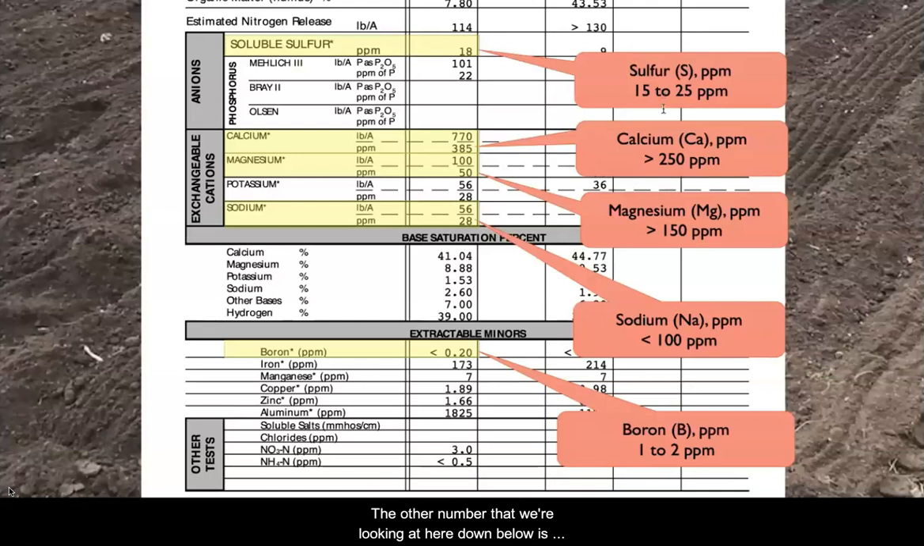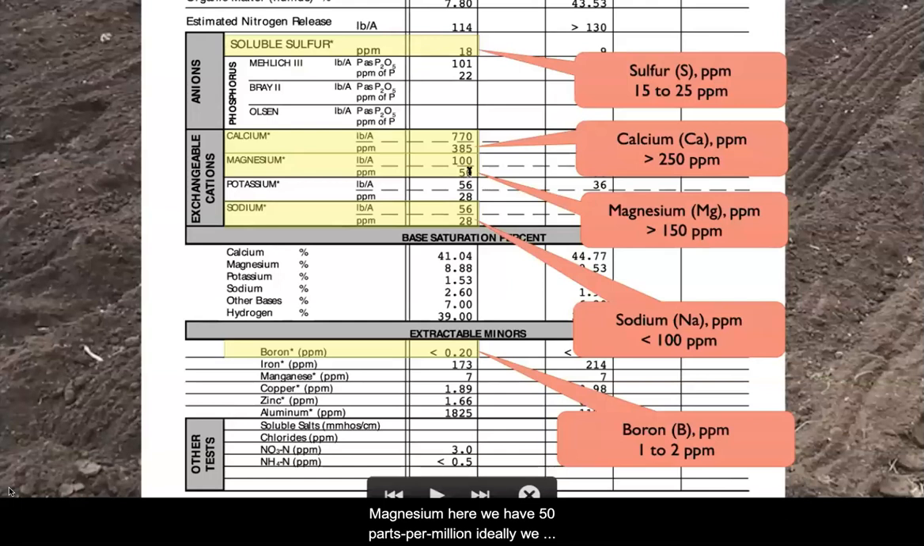The other number that we're looking at here down below is calcium. Most of our soils actually have a fair bit of calcium, so I don't usually see that as a deficiency. Anywhere above 250 parts per million is a bare minimum. We see this go all the way up to 1,000, no problem, here in our soils in Alaska.